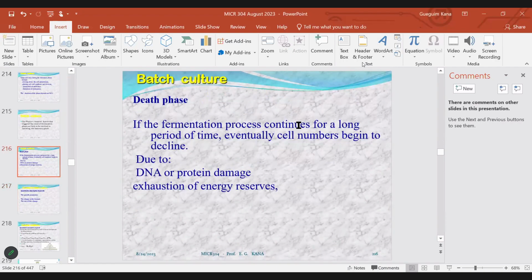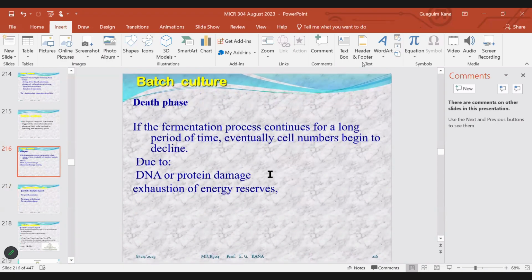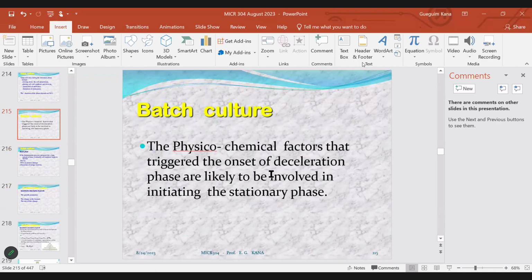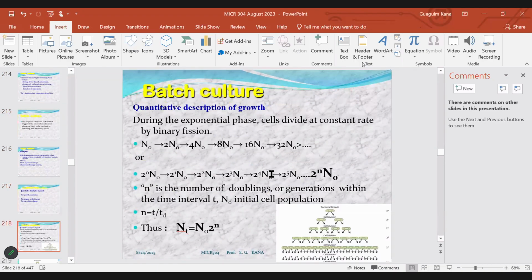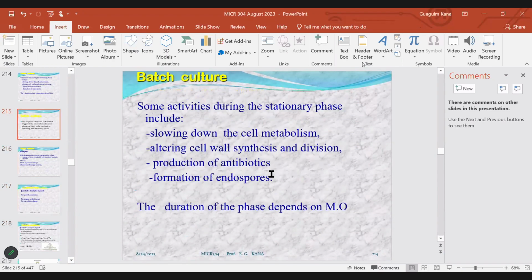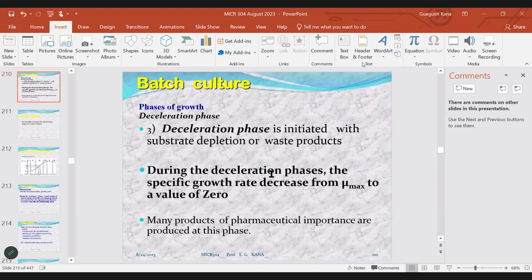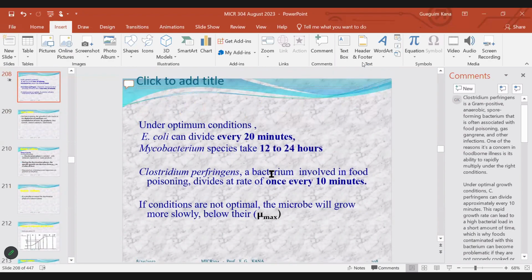We'll continue with the kinetics of the batch system. And as usual, please feel free to interrupt if you have challenge understanding certain aspects of the module. Okay, we were looking at this graph yesterday.